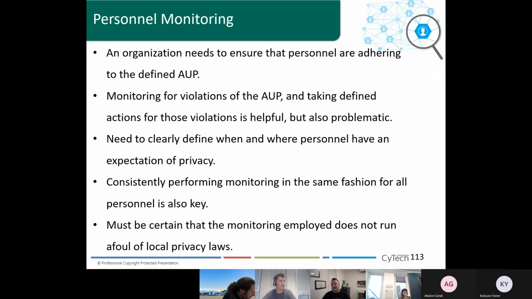Personnel monitoring is when you say, okay, you signed the acceptable use policy, and now I'm going to monitor you. Now I'm going to make sure that you actually comply with it. So this will be a way of enforcing that AUP. Okay, makes sense? The relation between the two controls? The AUP is one control, and the monitoring is another control, but they work together.